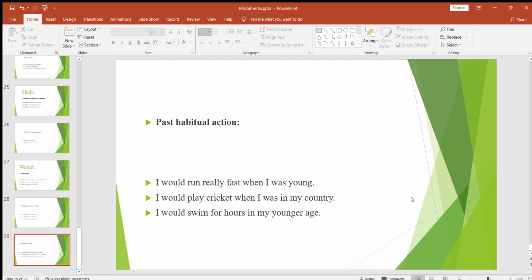Yes, playing cricket is an action. I wrote this example because when I was making this ppt, I was not in my country, I was actually abroad, and I didn't have much chance to play cricket there, so that's why I wrote this example. And the last one is, I would swim for hours in my younger age. So here, again, you're talking about an action that you used to perform in the past, but normally you don't do it anymore, or if you do it, it's not really often, it's not your habit now, but in the past you were habitual to do so.